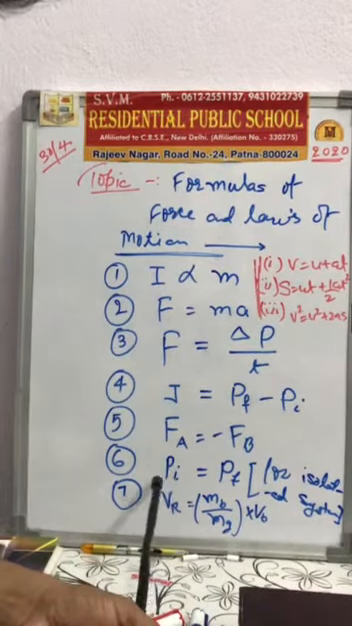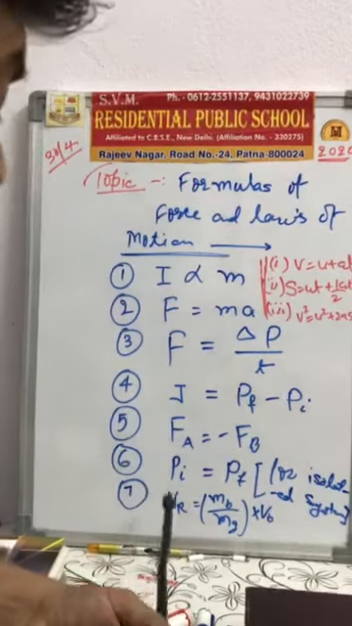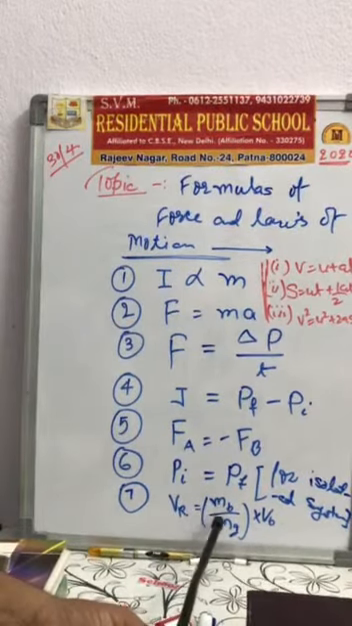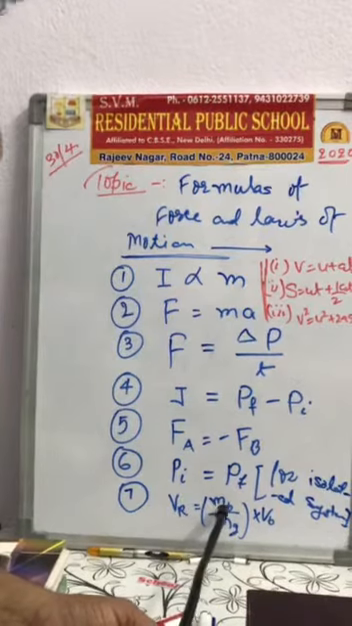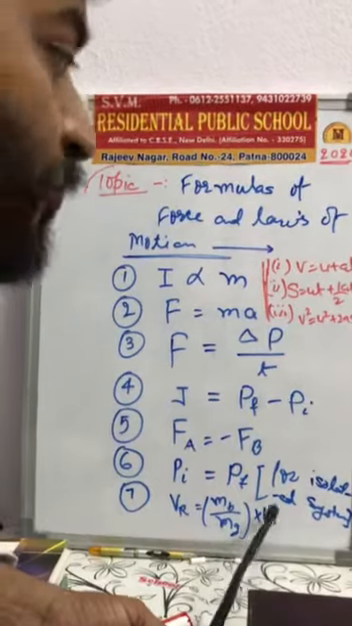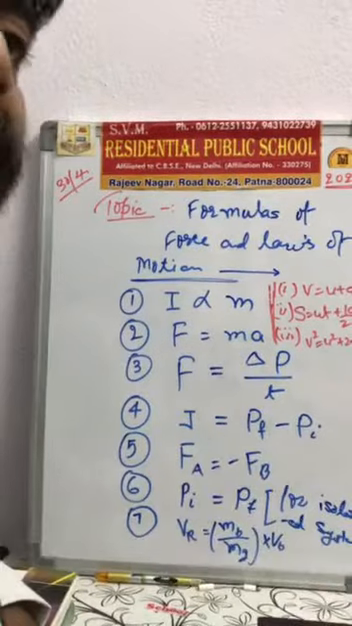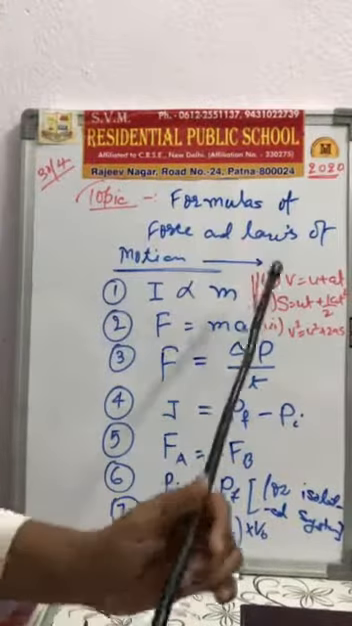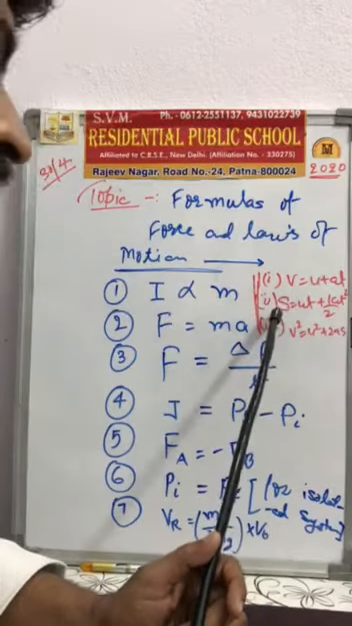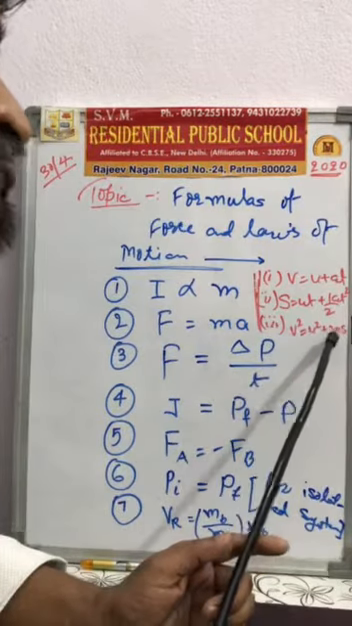At the last, we have a formula, that is recoil velocity. It is an application of the conservation of momentum theorem. The recoil velocity of a gun, we can say Vr is equal to mb by mg into the velocity of the bullet. That means mass of the bullet by mass of the gun into the velocity of the bullet. On the basis of this formula, we solve the numericals of this chapter. On the other hand, the equations of motion are v is equal to u plus at, s is equal to ut plus half at square, and v square is equal to u square plus 2as.